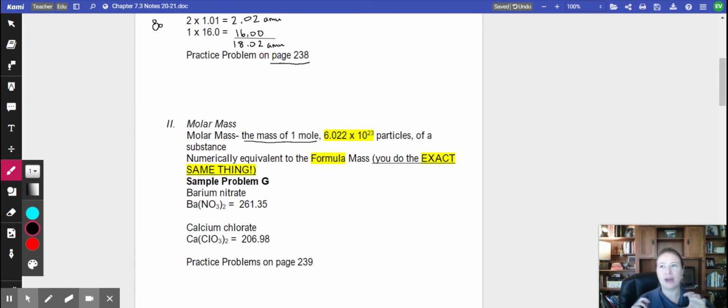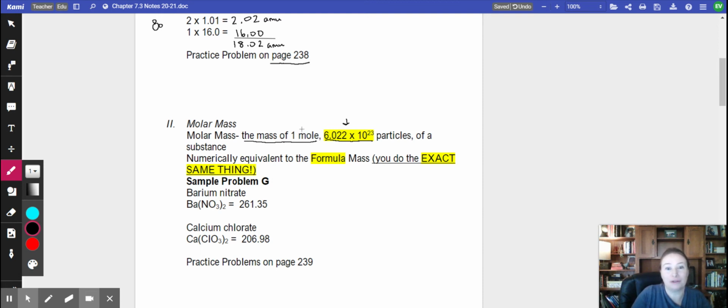And if you have a mole, remember it's always this number, that's why it's highlighted, 6.022 times 10 to the 23rd. A mole of anything is that number. So let's say you have a mole of grapes. That means you have this many grapes. The molar mass would be how much do those grapes weigh?